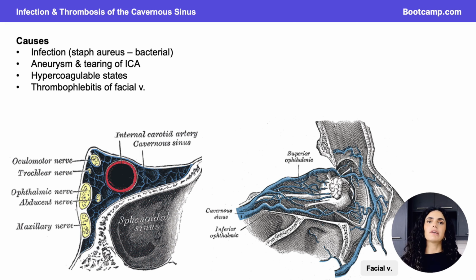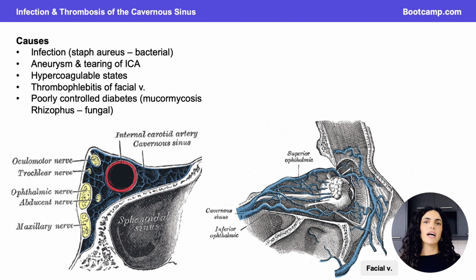But we can also increase our likelihood for thrombosis of the cavernous sinus if we have a patient that is more susceptible to hypercoagulable states. So they're more susceptible to forming blood clots that will eventually form the thrombosis of the cavernous sinus. Same would apply for the facial vein. If we have some thrombosis in the facial vein, that can also spread into the cavernous sinus and impact all those structures.